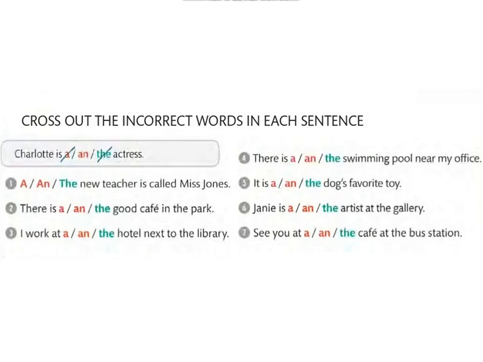Usually when we talk about our job, our work, we say a or an. Number seven, see you at the cafe at the bus station. Here we are talking about a specific cafe at the bus station.